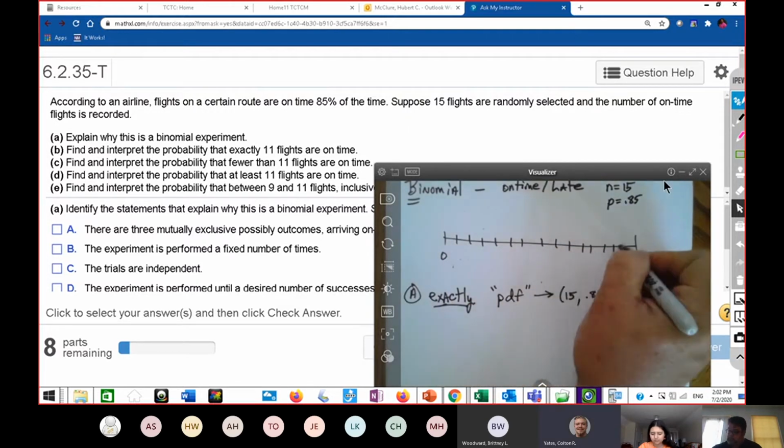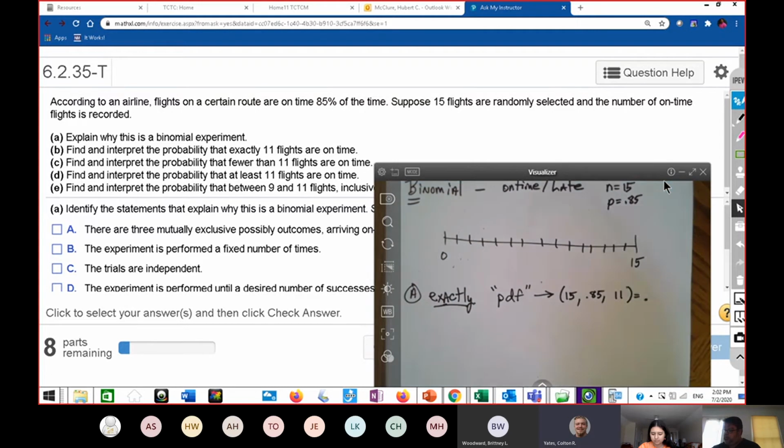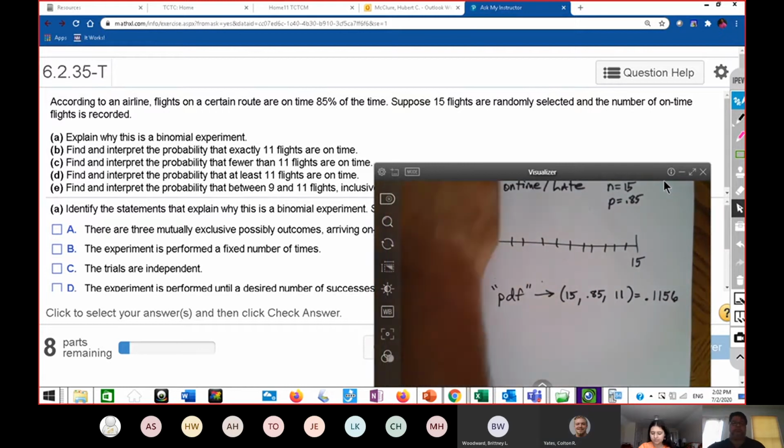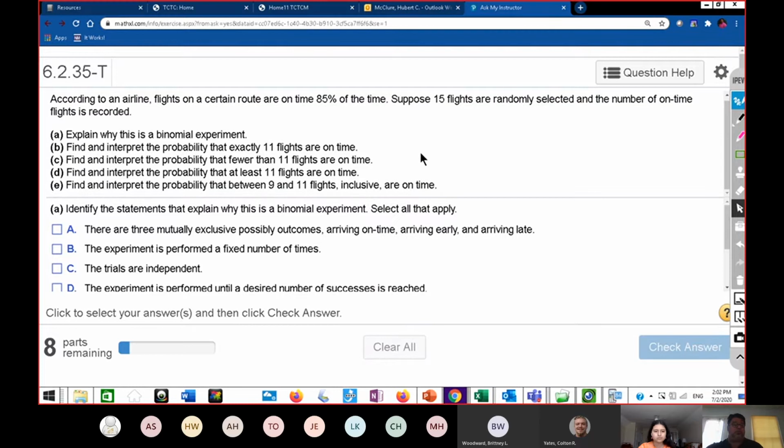I got, let's see, 0.11564. Everybody get 0.1156? Well, let's go ahead and answer these questions.